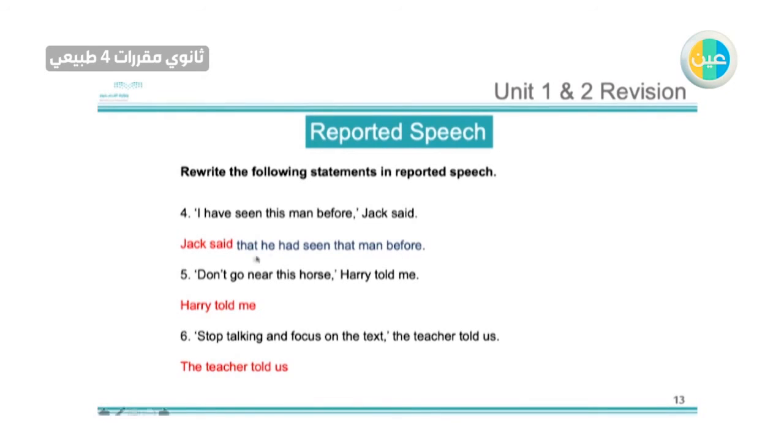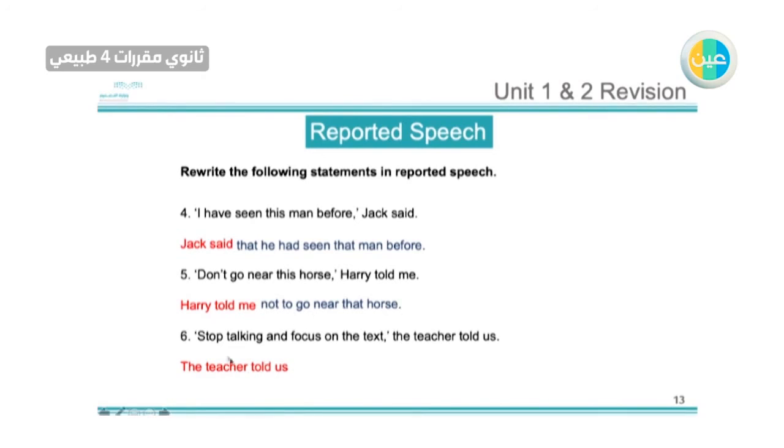Number 5, "Don't go near this horse," which means don't get close to this horse. Harry told me. So I want to report this sentence. I say, Harry told me not to go near that horse. So this is an imperative sentence. It's like, for instance, when I say close the door, open the door, open your book. These are imperative sentences. We said not to go near that horse.